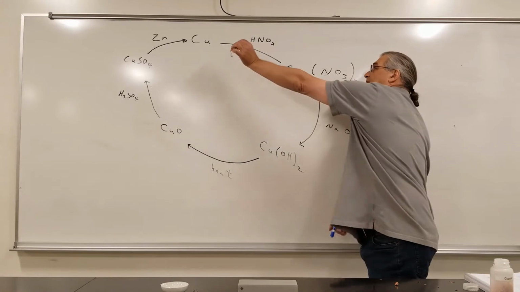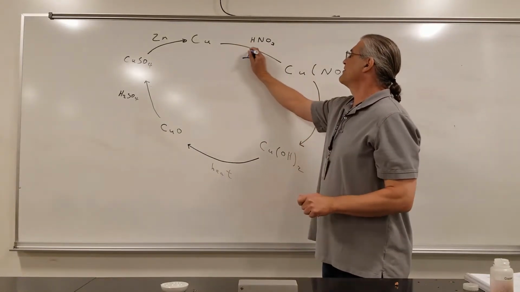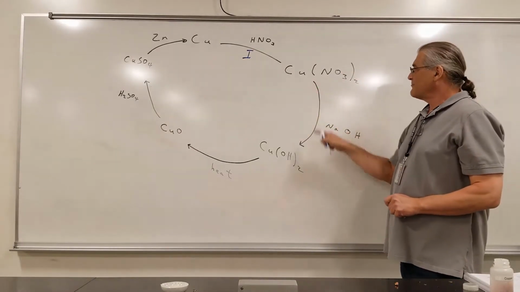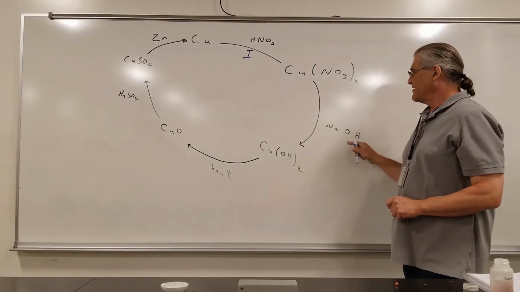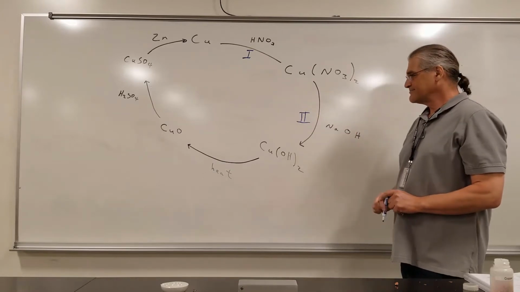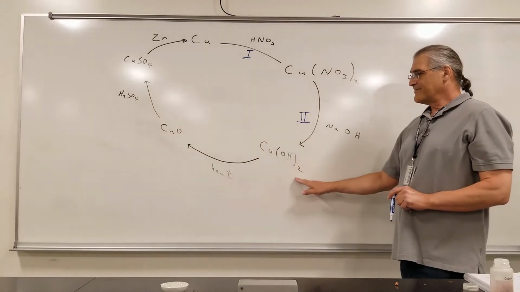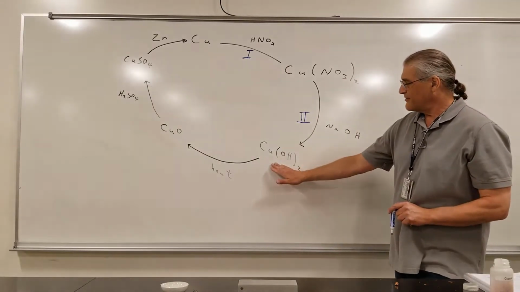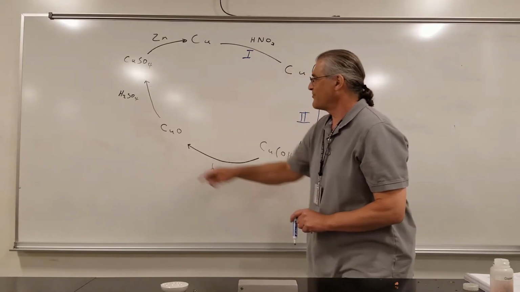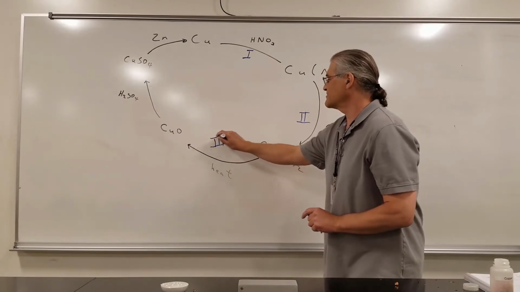You're going to take your copper metal, react it with nitric acid. That's your first reaction. That gives you copper 2 nitrate. You'll then react the copper 2 nitrate with sodium hydroxide. That's your second reaction. And you end up with copper 2 hydroxide. You then take that copper 2 hydroxide, you heat it up, and it turns into copper oxide. So that's your third reaction.